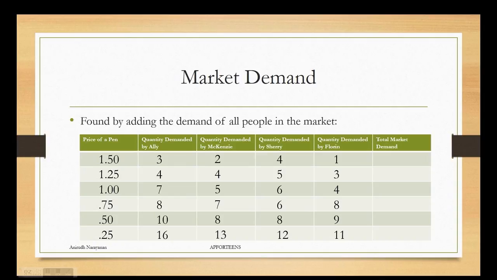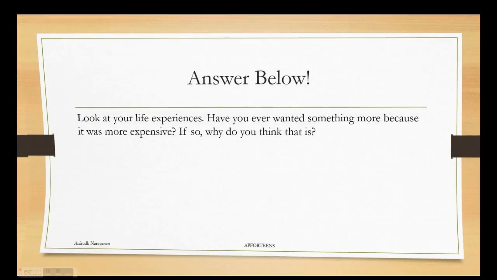The total market demand will be taken by just adding up the different quantities demanded. So if you add each of the quantities demanded at the $1.50 price, you'll see it equals 10 pens, 3 plus 2 plus 4 plus 1. And as you go down the list, the quantity demanded for the pens increases as well until you get to the grand total at 25 cents of 52 pens. Now you'll notice that as the price goes down, you're going to see more and more people purchasing pens. You're going to see more people demanding pens, which is what the previous 2 laws mentioned.